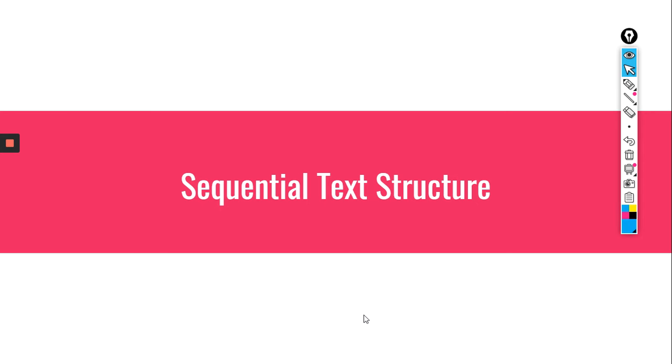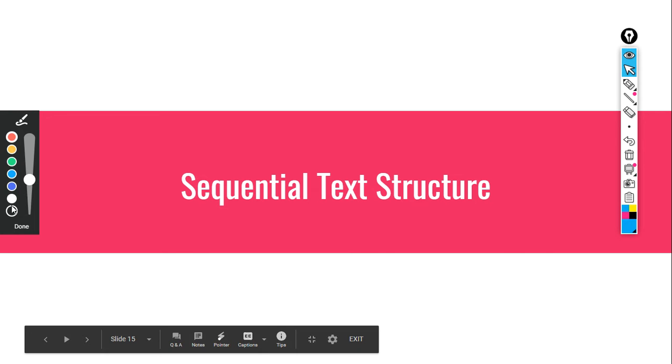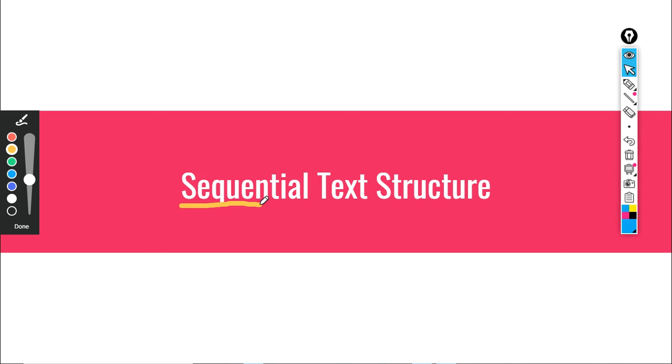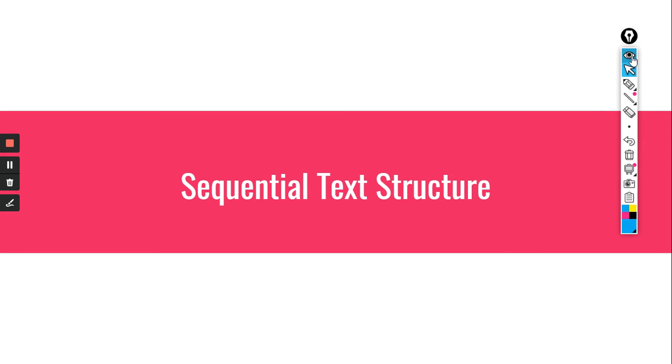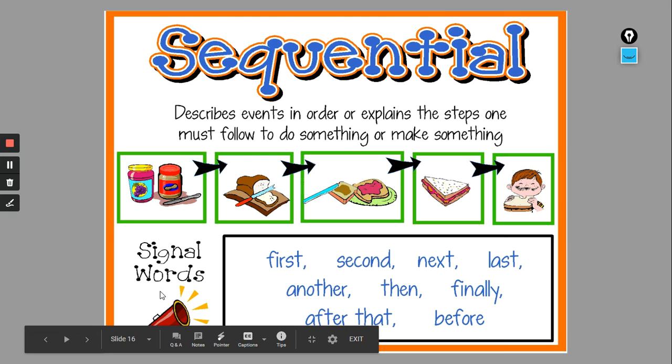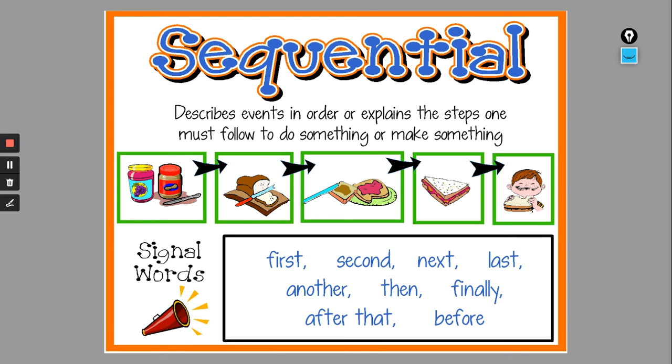Now remember that we were talking about two different text structures. We were talking about cause and effect, but we're also going to be talking about sequential text structure. And if you look right here, this word sequence, sequential. That's a clue that sequence plays a big part in sequential text structure. It's all about the order of things. All right, so let's see if we can dive deep. Sequential describes events in order or explains the steps one must follow to do something or make something.